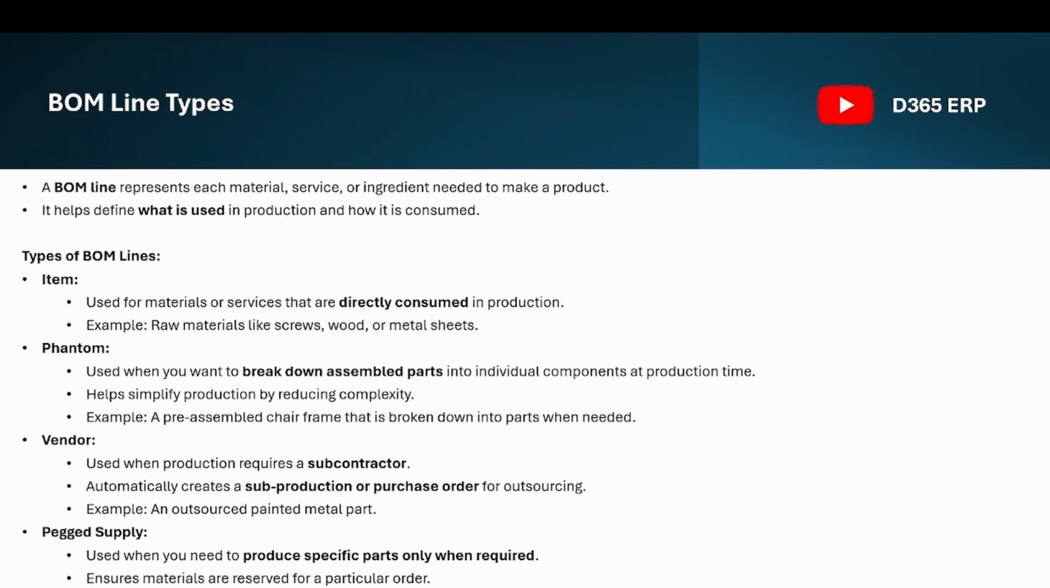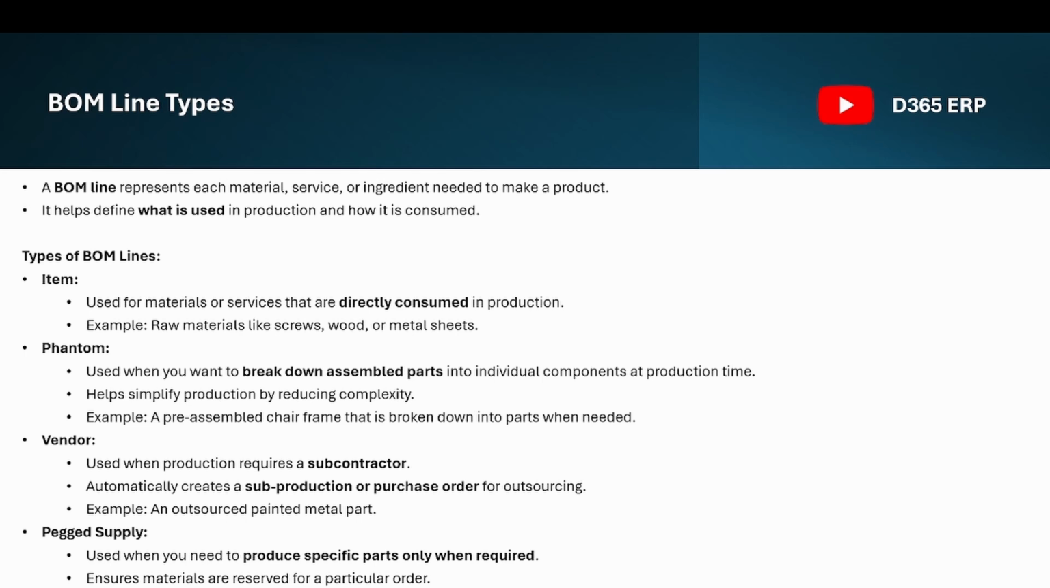And the last BOM line type is pack supply. It's used when you need to produce a specified part only when required. So it's not every time we are producing, it's specific to the scenario. Let's say, for example, a specific batch of components is manufactured only when needed. It's not every time we produce that part.